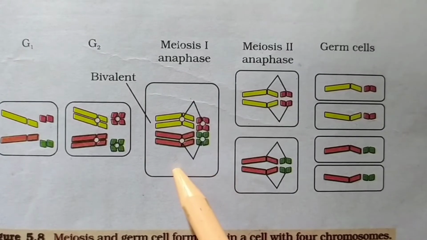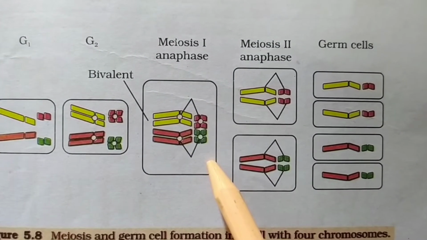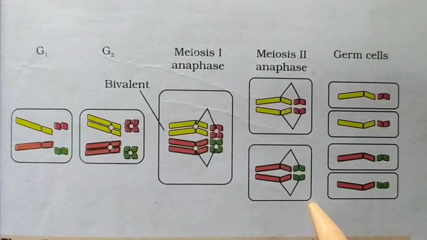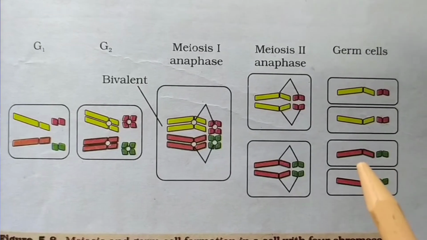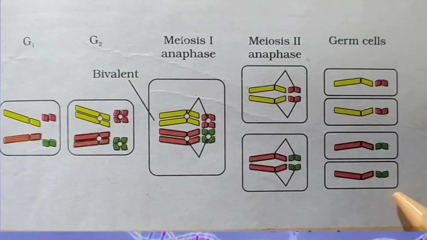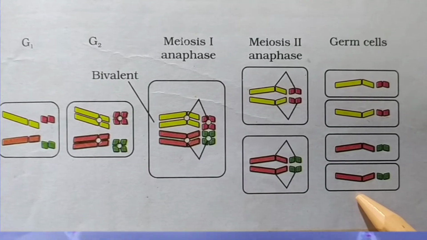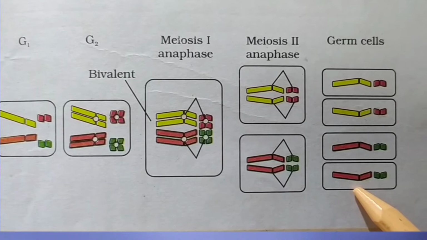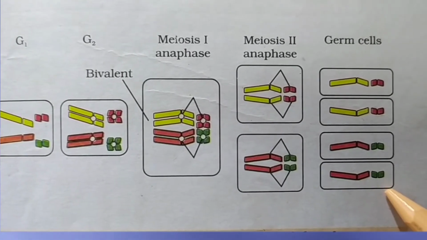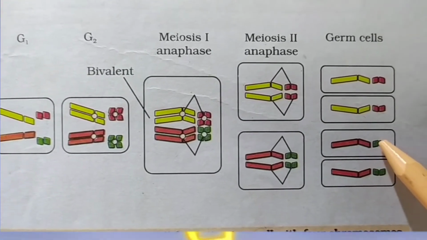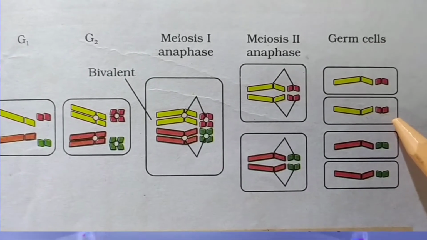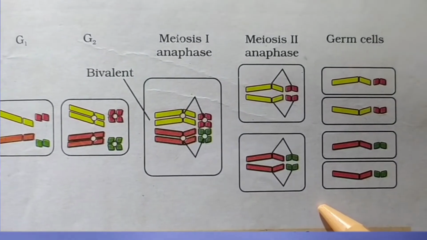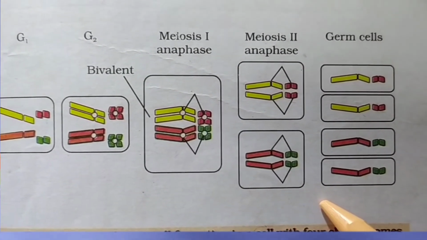Short chromosomes and the long chromosomes are segregated during anaphase 1. And again in meiosis 2, anaphase 2, the chromosomes are segregated. So each of these four cells gets only one chromosome of the pair: one long chromosome, one short chromosome. So this diagram explains the law of segregation of chromosomes.